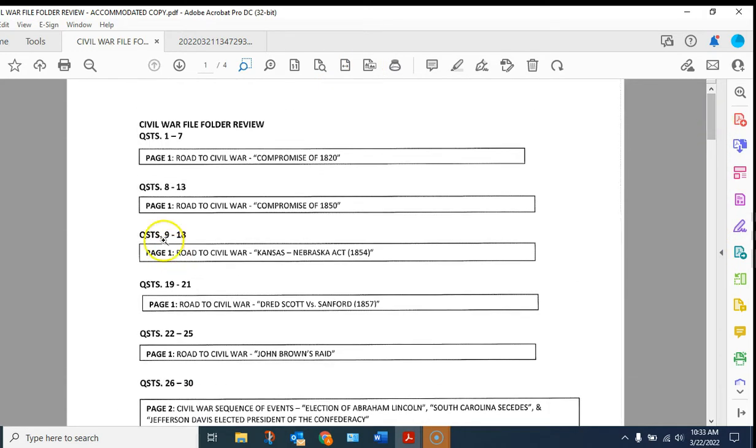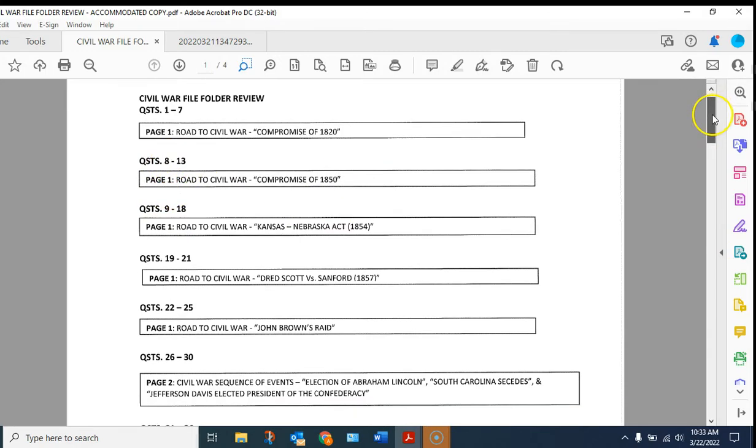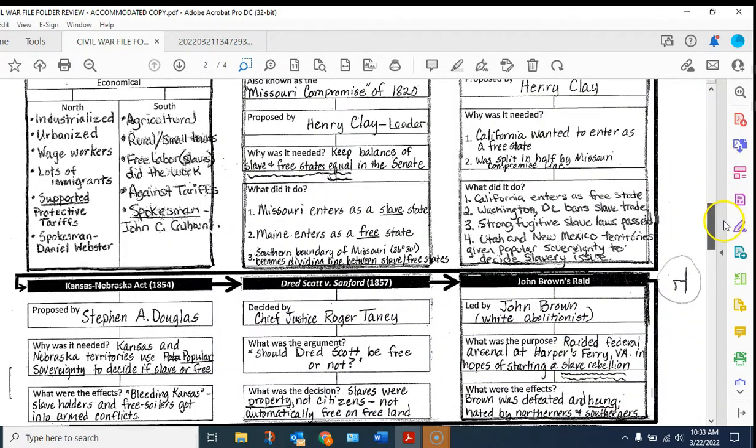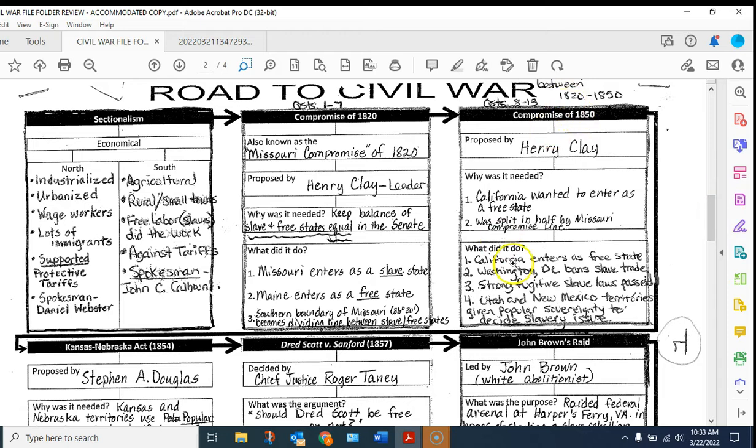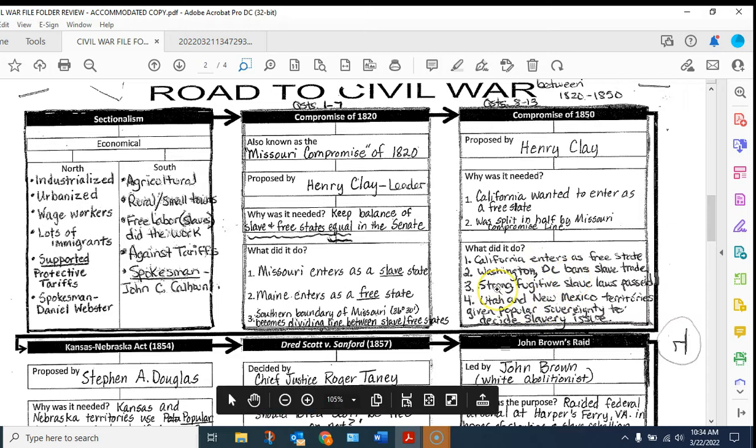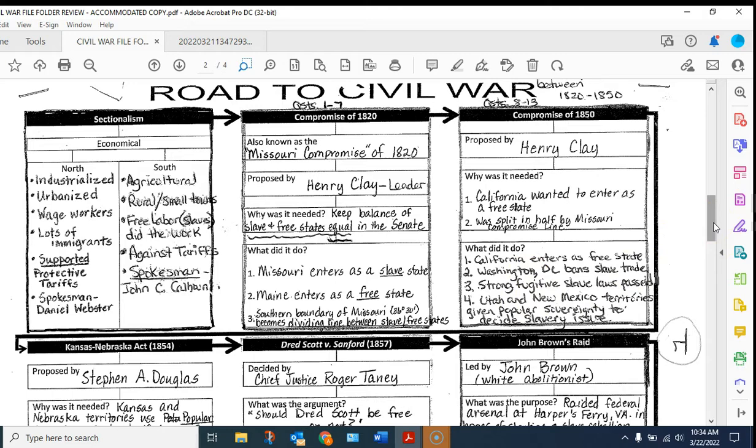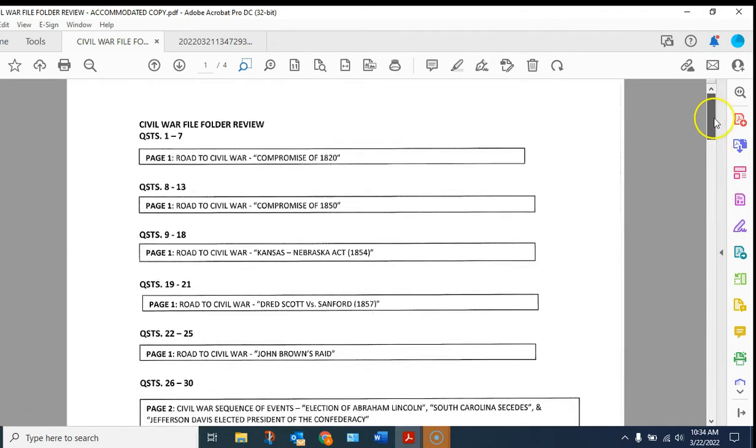For questions 8 through 13, it says page 1, Road to Civil War, Compromise of 1850. So go down to page 1 and Compromise of 1850, and you'll use this to answer your questions. You'll notice that yours might look a little different than mine because we added additional notes, just so you don't have to go through the whole folder to search for answers.